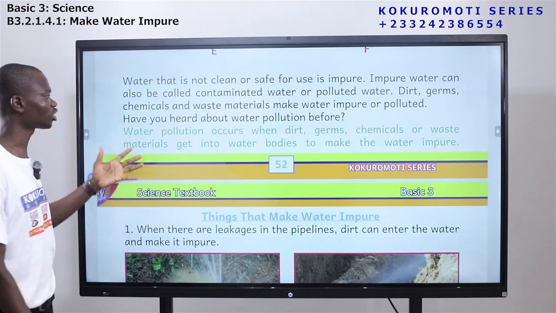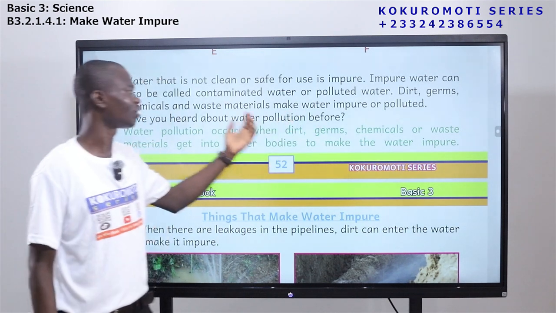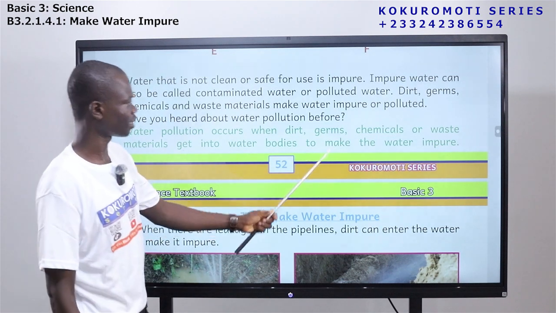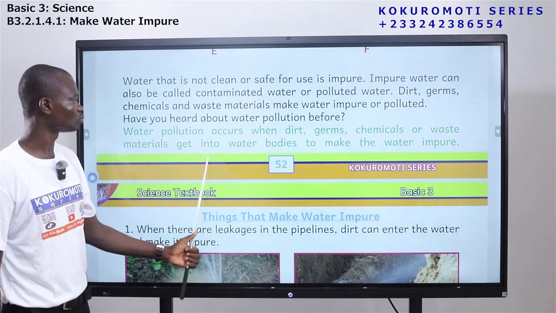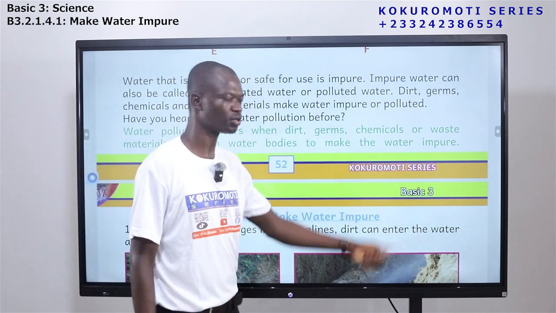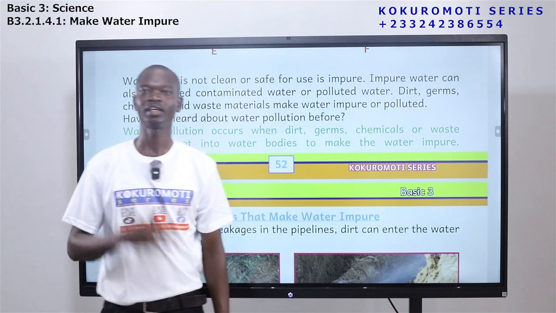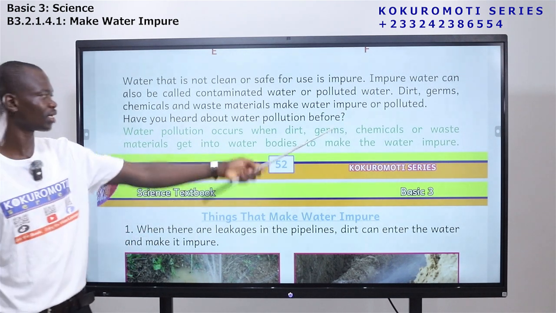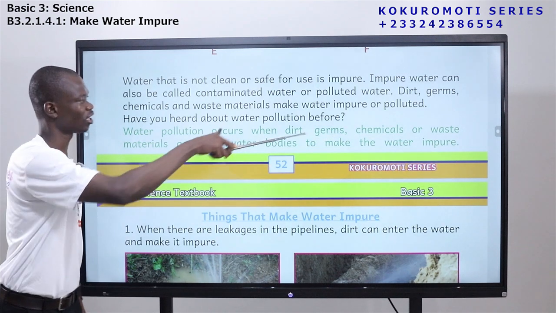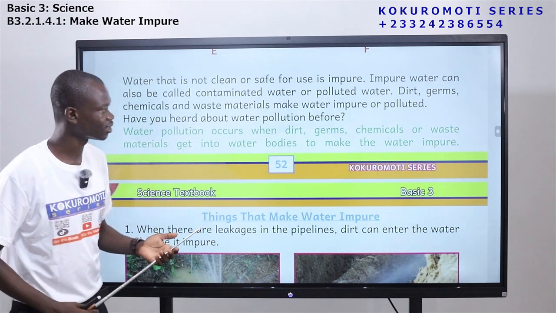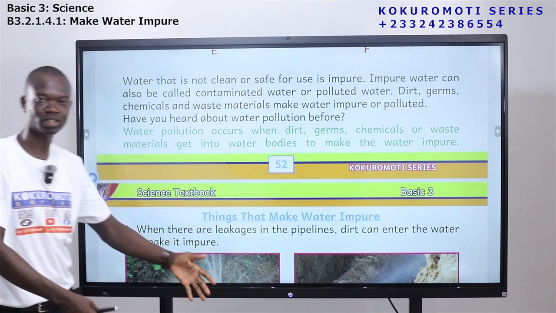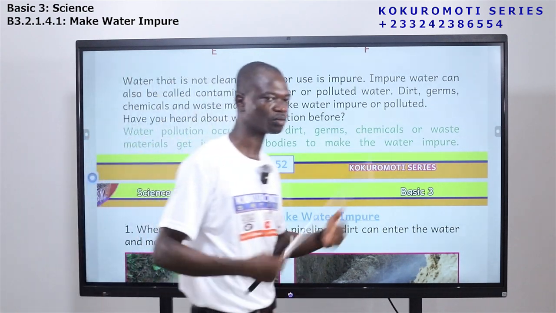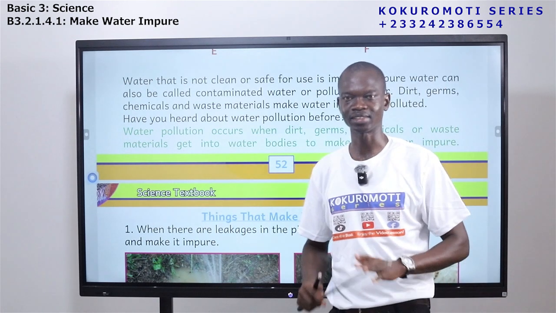Okay, so the question is, have you heard about water pollution before? Okay, what is water pollution? Water pollution occurs when dirt, germs, chemicals, or waste materials get into water bodies to make the water impure. So water becomes polluted when it becomes impure by getting mixed with dirt, germs, chemicals, or waste materials. So if any of these things get into water bodies, it makes the water impure. So we say the water has been polluted or contaminated, meaning it is not good and safe for use.